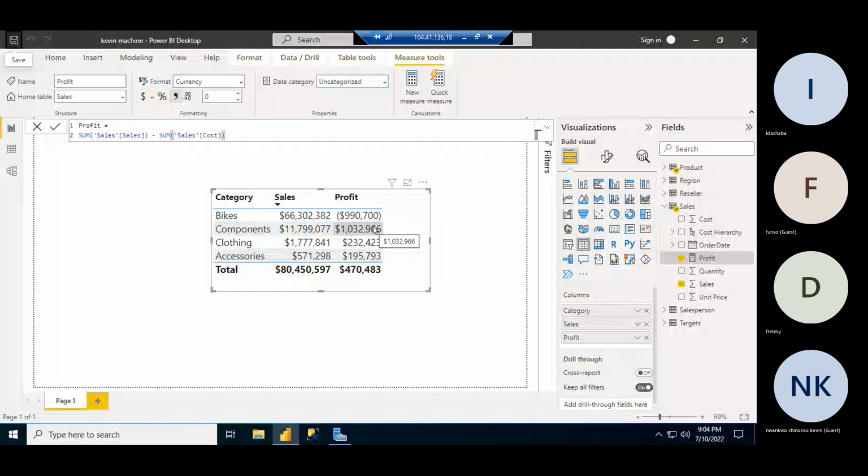So when you now look at the total sales for the particular period that we are looking at, look at it, they made 66 million. Then for components, 11 million, and they have a profit of 1 million. For clothing, they sold 1.7 million and they have a profit of 200,000. That's kind of ridiculous. Accessories have 1 million, and that's about 20%. So, you know, you can calculate the percentage of this profit.